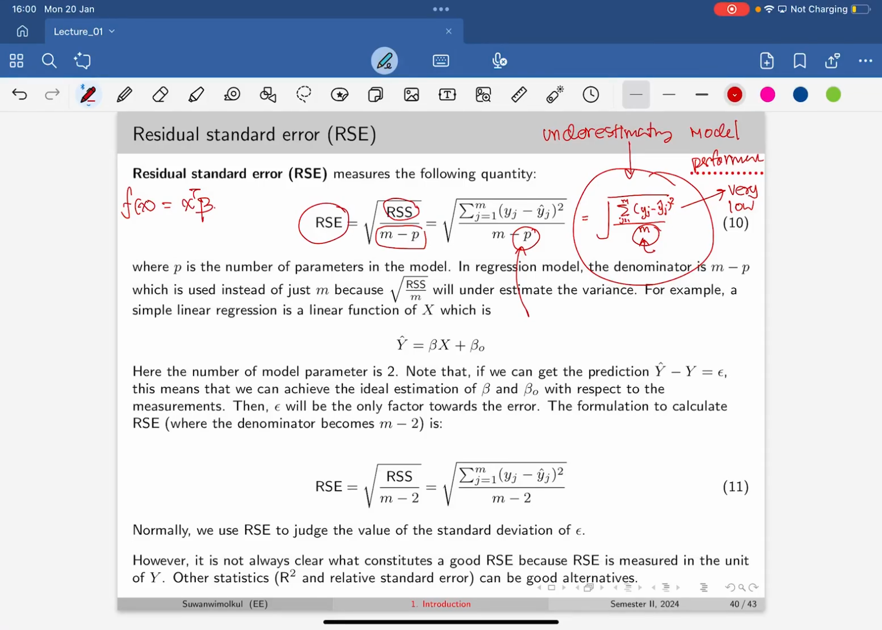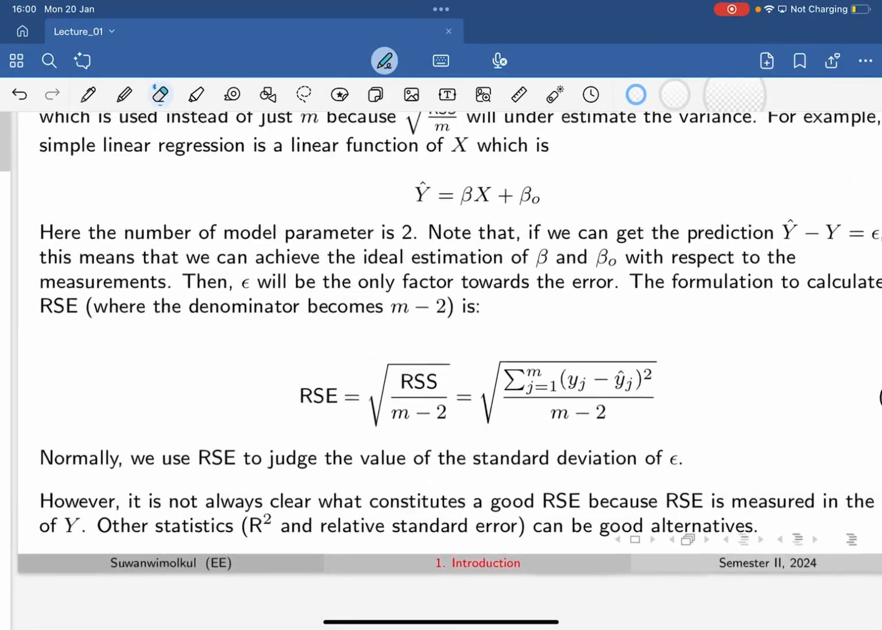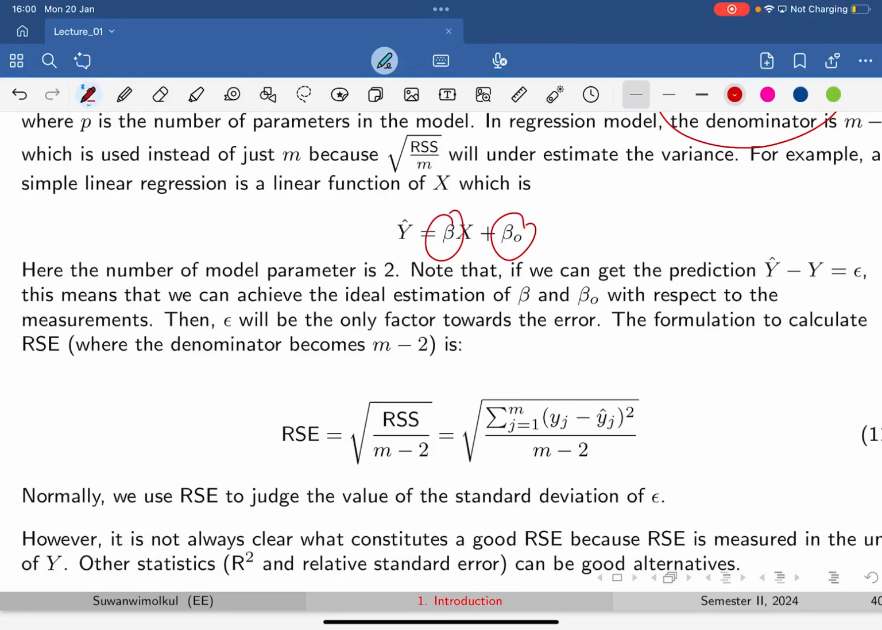Beta is a vector, and if it's a very long vector, you will need a very long m. So if the beta has a size of, let's say, 100 times 1, then whatever m you have, you negate m with 100, just so that you are reducing the effect of your denominator. And for a very simple linear model where you have only, let's say, beta 0 and beta 1, or just beta here, your p is equal to 2. That's your number of parameters. This is just an example.